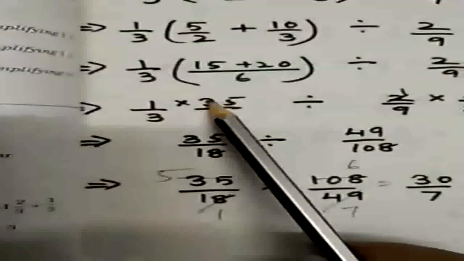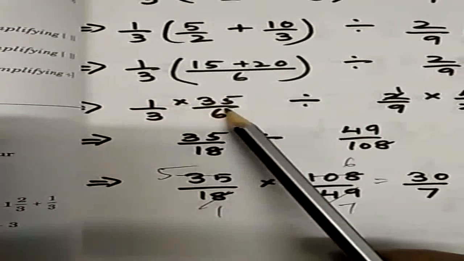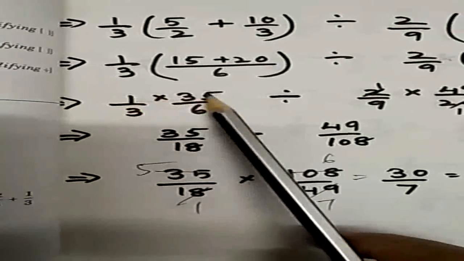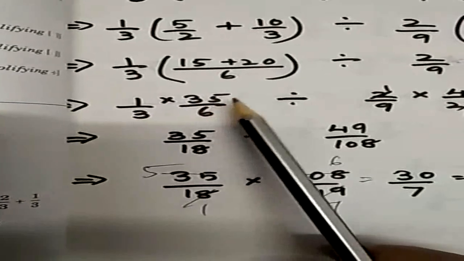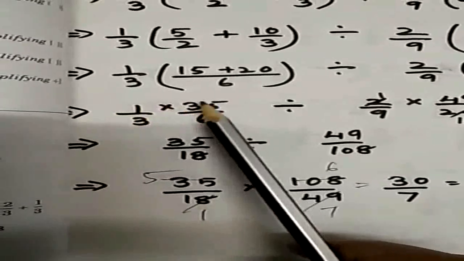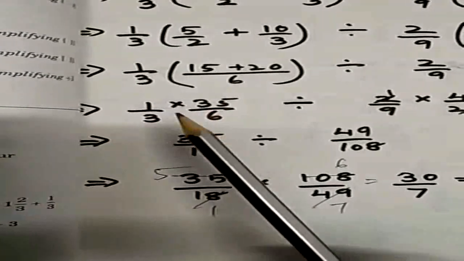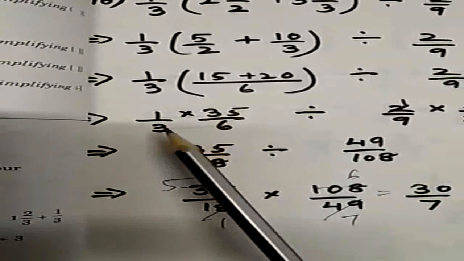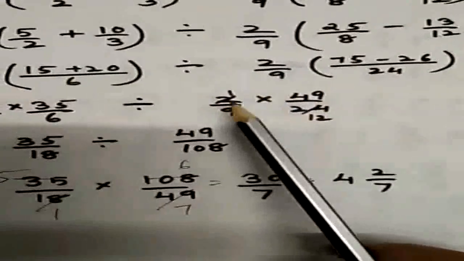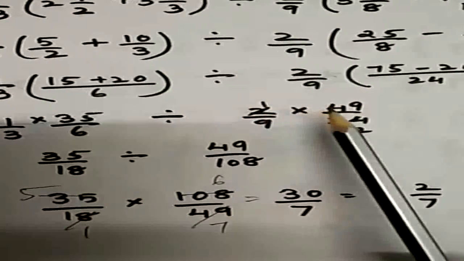Now see here, is any numerator getting cancelled with a denominator? No. So straight away multiply the numerators, multiply the denominators. If no numerator and denominator is getting cancelled, then multiply the numerator, multiply the denominator. 1 into 35 is 35, 3 into 6 is 18. Divided by. Now in this one, do you see any numerator getting cancelled with a denominator?